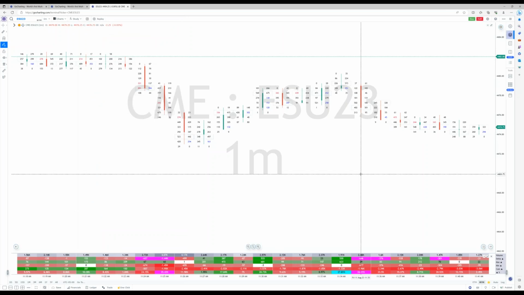So again, this is the whole point of using order flow. It's not just about throwing everything that's available onto your chart. You want to put the tools that are going to help you analyze order flow, analyze the market that you're trading.